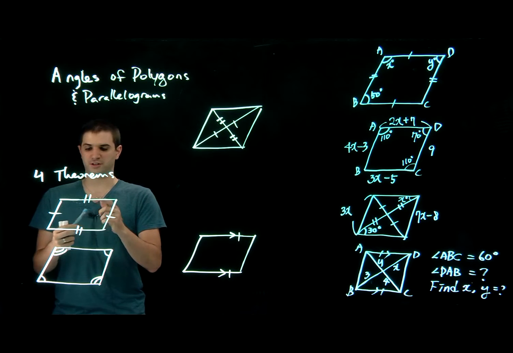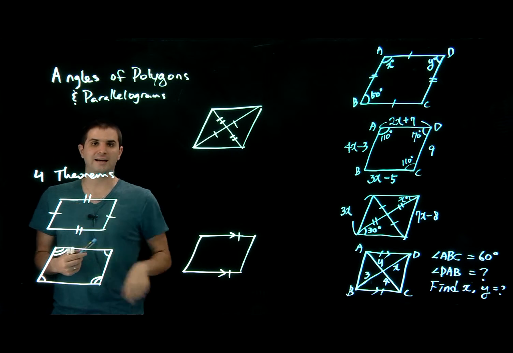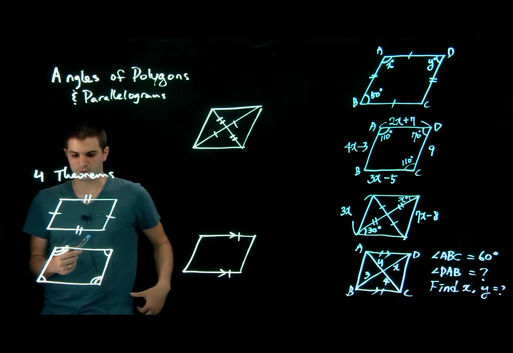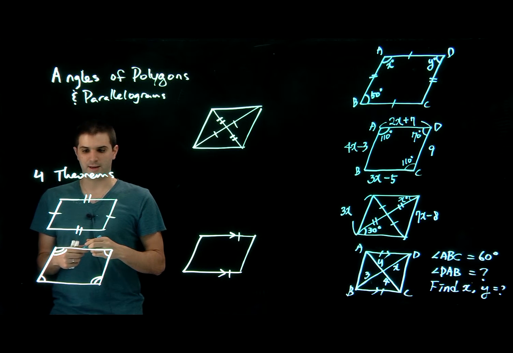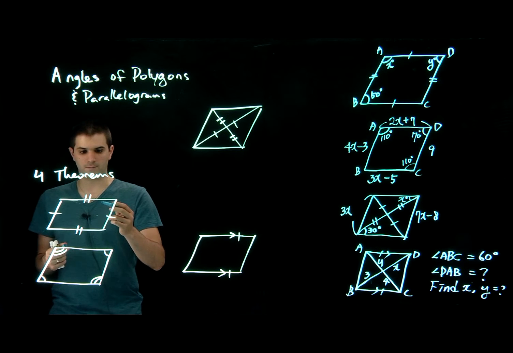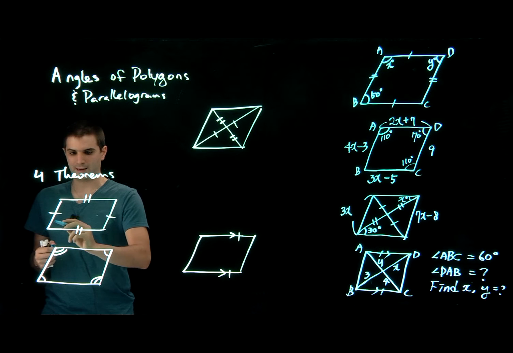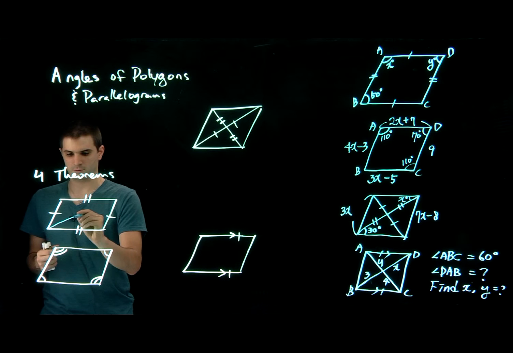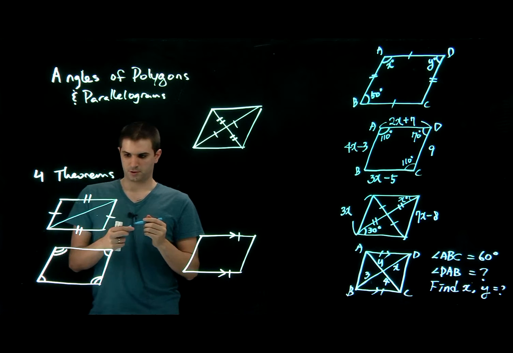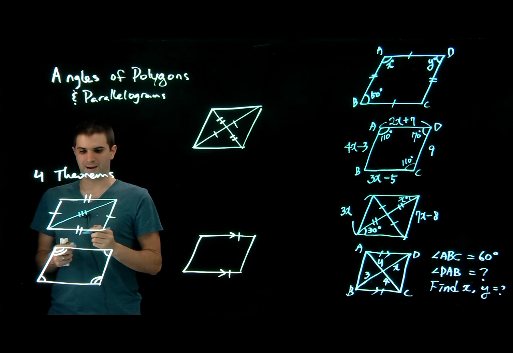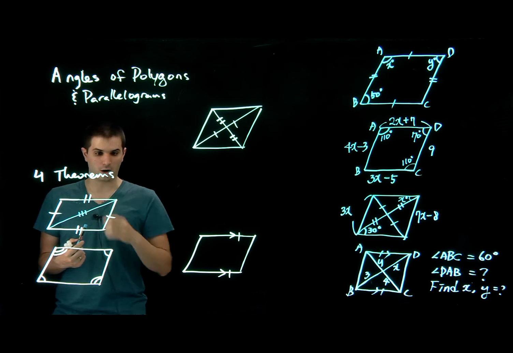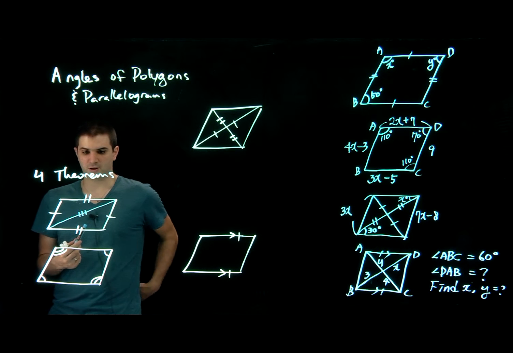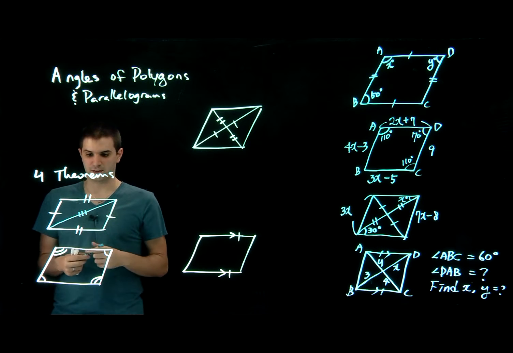So the first situation is if opposite sides of a quadrilateral are congruent. If opposite sides of a quadrilateral are congruent, then the theorem says we have a parallelogram. So why is that true? Well, if we draw a line from here to here, okay, then we know by SSS that the two triangles are congruent.